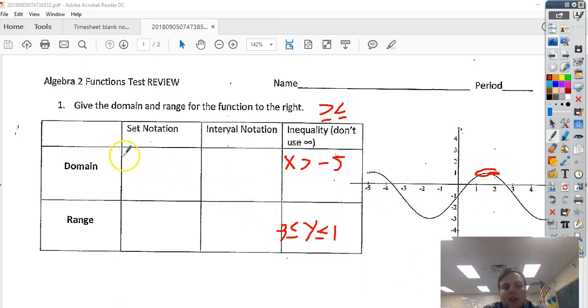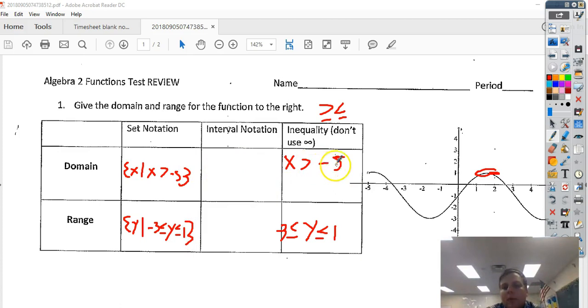So then set notation, guys, you just draw your curly bracket. You put x, straight line, x is greater than -5. Curly bracket. Curly bracket. y, straight line, y is greater than or equal to -3, but y is less than or equal to 1. Very good. Now, interval notation.